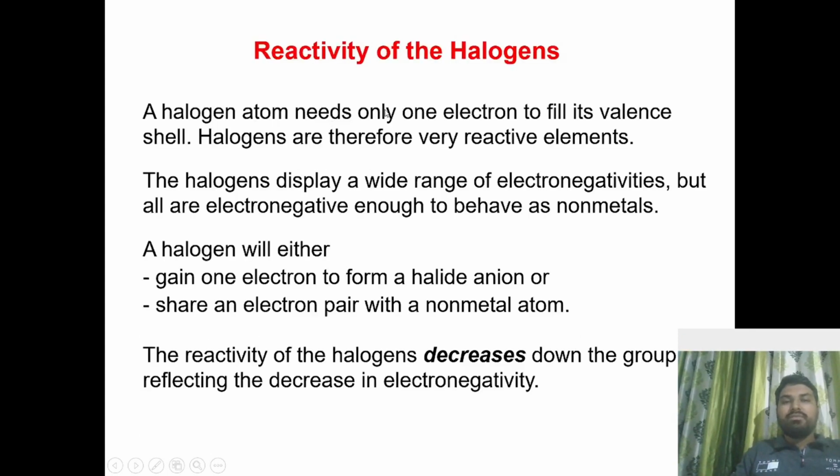The halogen atom needs only one electron to fill its valence shell. Halogens are therefore very reactive elements. The halogens display a wide range of electronegativities, but all are electronegative enough to behave as nonmetals. A halogen will either gain one electron to form a halide anion or share an electron pair with a nonmetal atom. The reactivity of the halogen decreases down the group, reflecting the decrease in electronegativity.